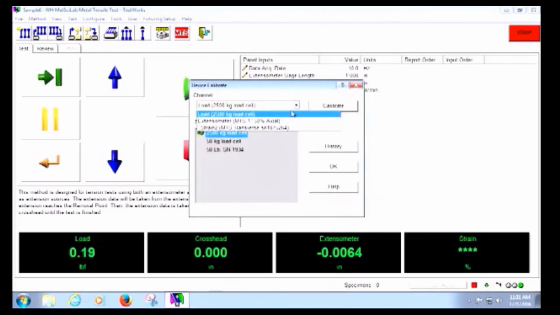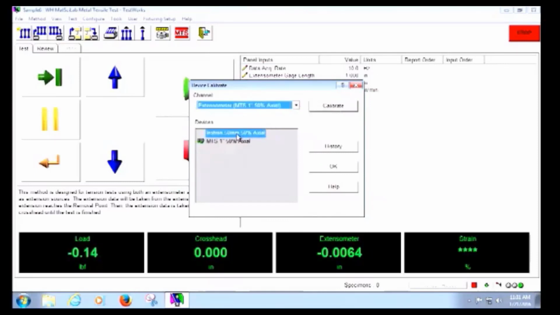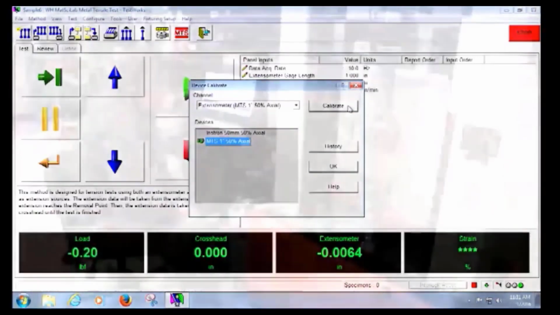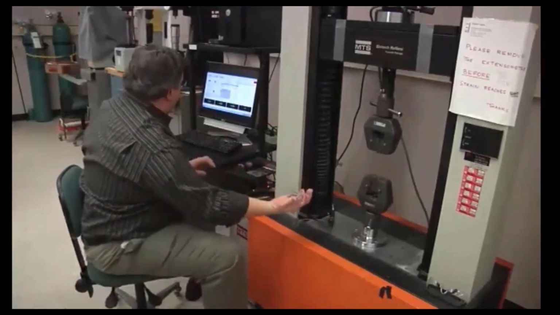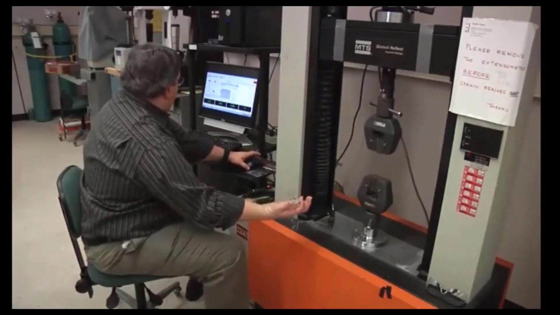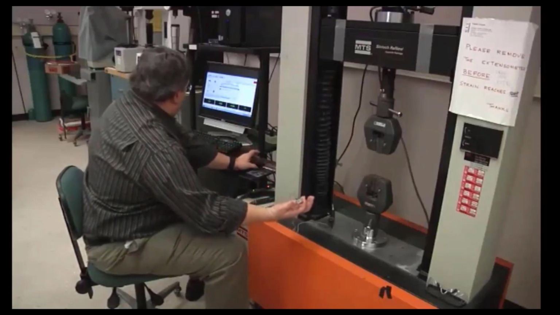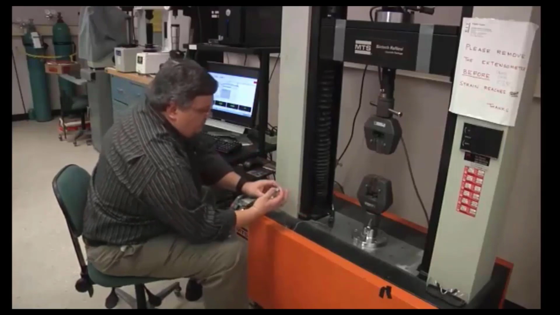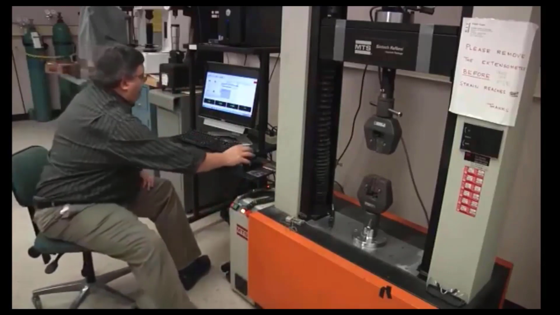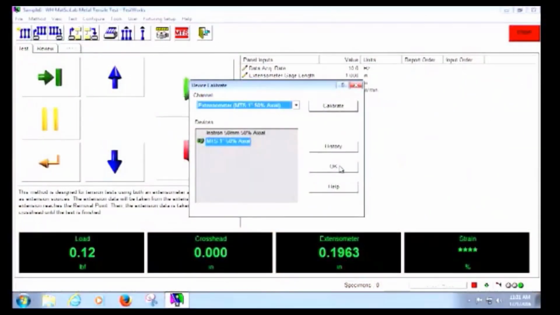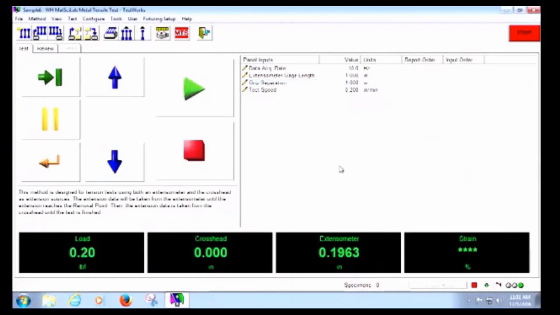Now we need to calibrate the extensometer, and the default here is not correct. We're using an MTS 1-inch extensometer. So before I actually click calibrate on this, I need to go to the instrument and hold the jaws together. I'll hold the jaws together gently with one hand while I click the calibrate button. The calibration is very quick on that. It's already complete. And so we now have the software set up. The instrument is set up.